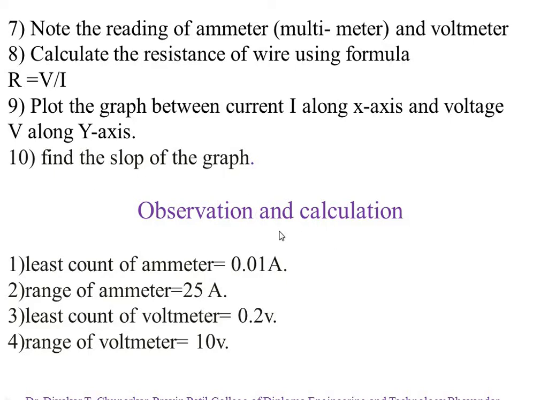Now, observation and calculation. Students, you will see the instruments, voltmeter and ammeter. The least count of the ammeter is 0.01 ampere and the range of the ammeter is 0 to 25 ampere, because ampere is the unit of current. You should already know this ampere from the chapter. Then the least count of the voltmeter is 0.2 volt and the range of the voltmeter is 10 volt, with the help of the instrument.